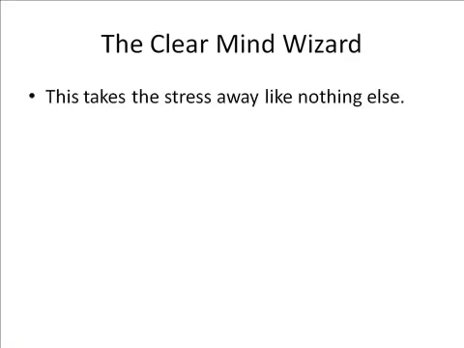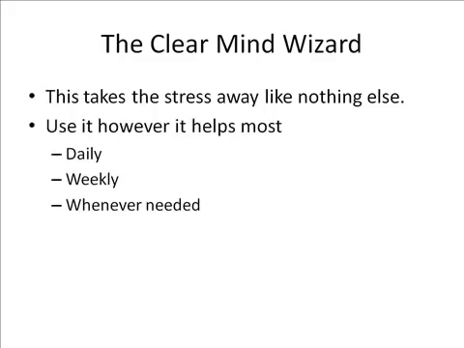Now that we've looked at the 3 lists, let's look at the clear mind wizard. This takes away the stress like nothing else. A lot of times stress comes when you're trying to juggle too many things in your head. This allows you to just dump everything and get it into your plan. You can use it however it helps you most. You can use it daily and on a regular basis, so like daily or weekly, or you can just use it whenever you feel a little fuzzy-headed or you have too many things going on in your mind.